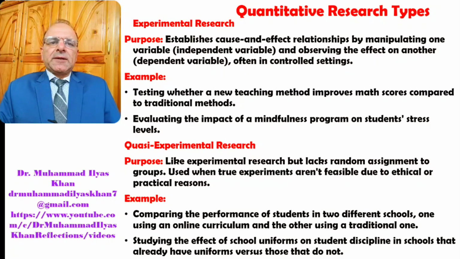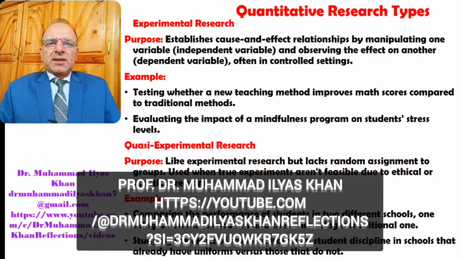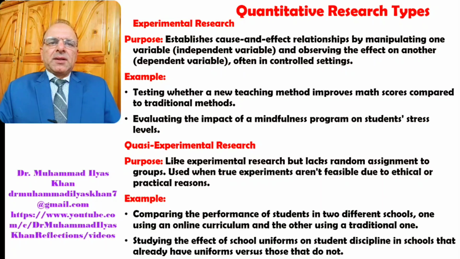Similarly, if you are interested in studying the effect of school uniform, for example, on students' discipline in schools that already have uniforms versus schools that do not. Again, we already have two types of schools. One school is using uniform, the other is not using uniform for their students. And so we are seeing the effect of the use of uniform on the academic performance of students. So this is an example of a quasi-experimental research design.